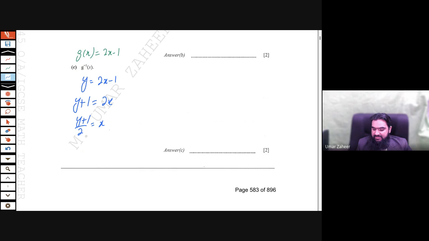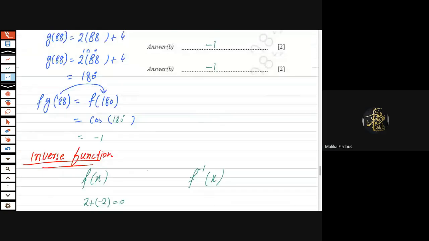Now replace y with x and x with the inverse function. The inverse is, it is g, so it is g inverse. If it is f, it is f inverse. Yes, everyone, it is clear? Yes, sir. Yes, sir.